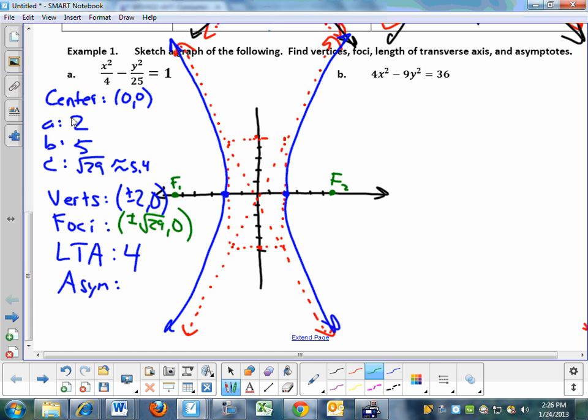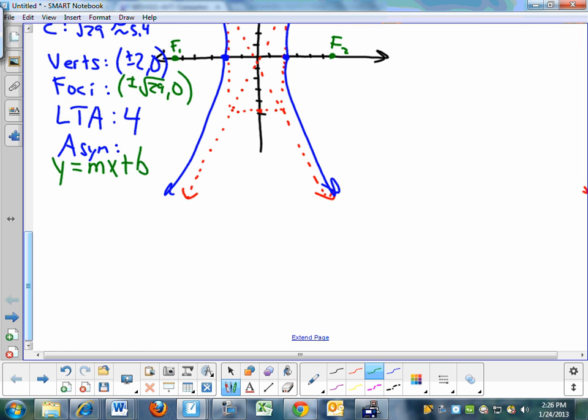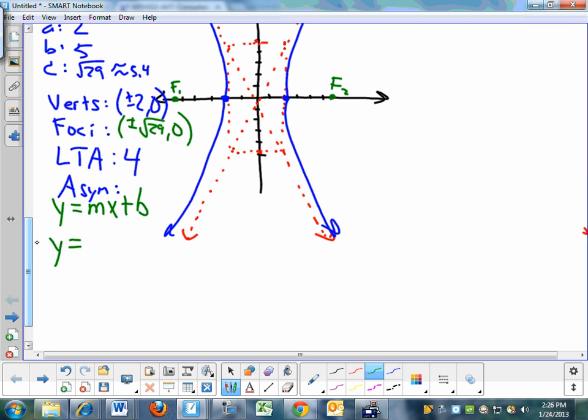So now I just need the equations for the asymptotes. And the asymptotes are lines, so they need to have the form of y equals mx plus b. As you look at this graph, what is the y-intercept of the asymptotes? 0. So we just need an m. Y equals. Look at your box. How many did you go up? 5. How many did you go over? 2. So that's the equation of my asymptotes. Kind of cool.